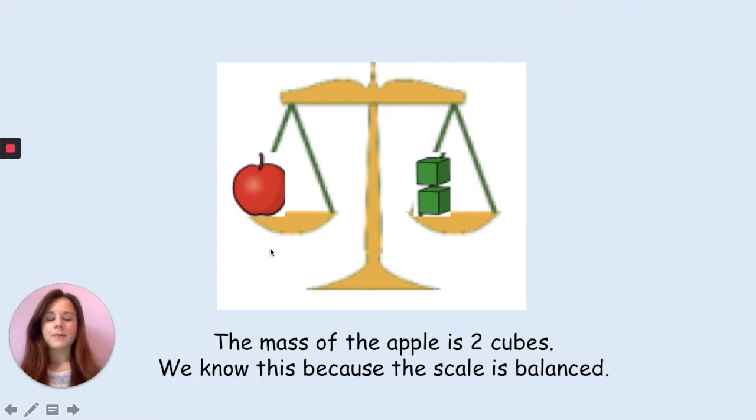The mass of the apple is 2 cubes. So we have a balance scale here and it is balanced. That means that the weights are equal. That means that the apple weighs the same as 2 cubes.